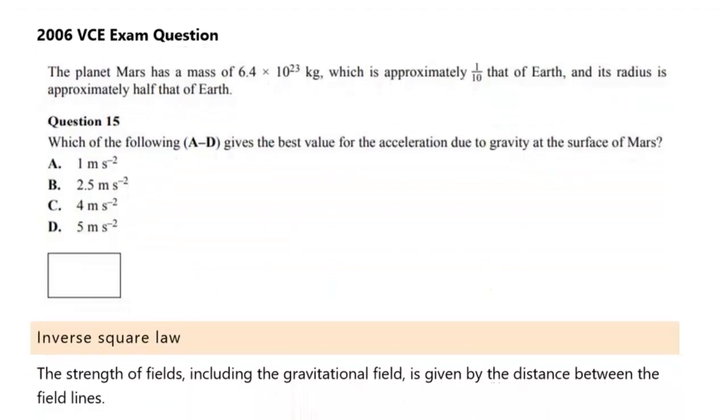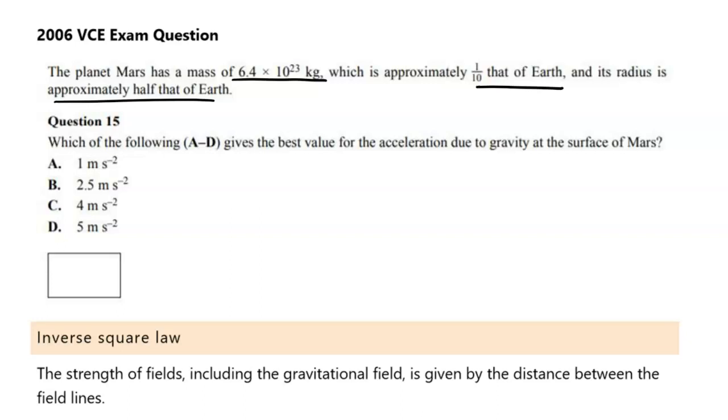Okay, let's finish it up by looking at this exam question. It says we've got the planet Mars and we're told its mass. It's approximately 1/10 that of Earth, and the radius is approximately half that of Earth. It says, which of the following A to D gives the best value of the acceleration due to gravity at the surface of Mars?